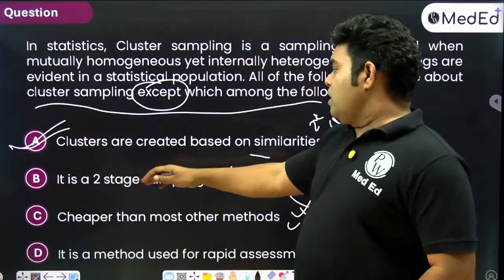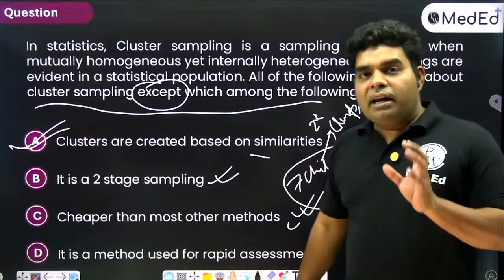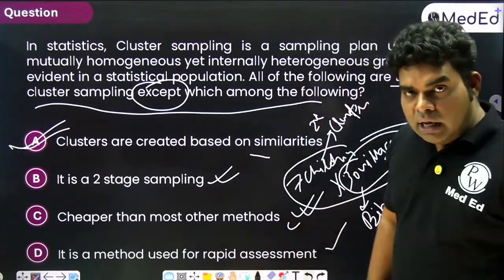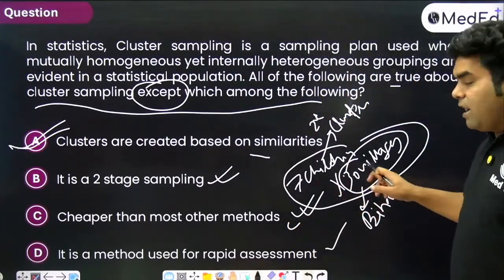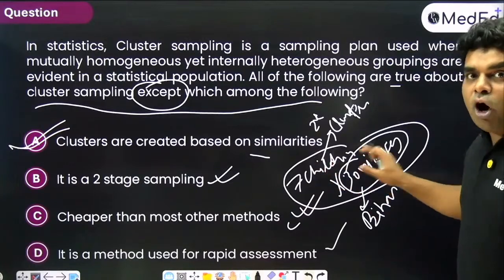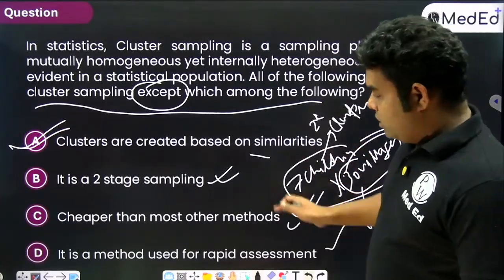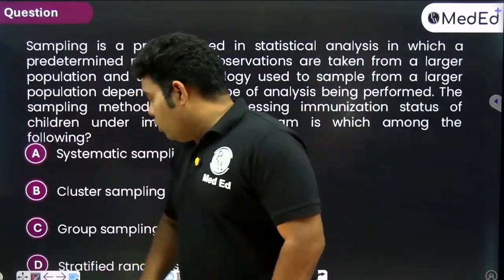Clusters are not created based on similarity. Clusters have common origin. Like all 7 children are coming from the same village, so they have common origin. That is a cluster. We are not creating them; they already have common origin.